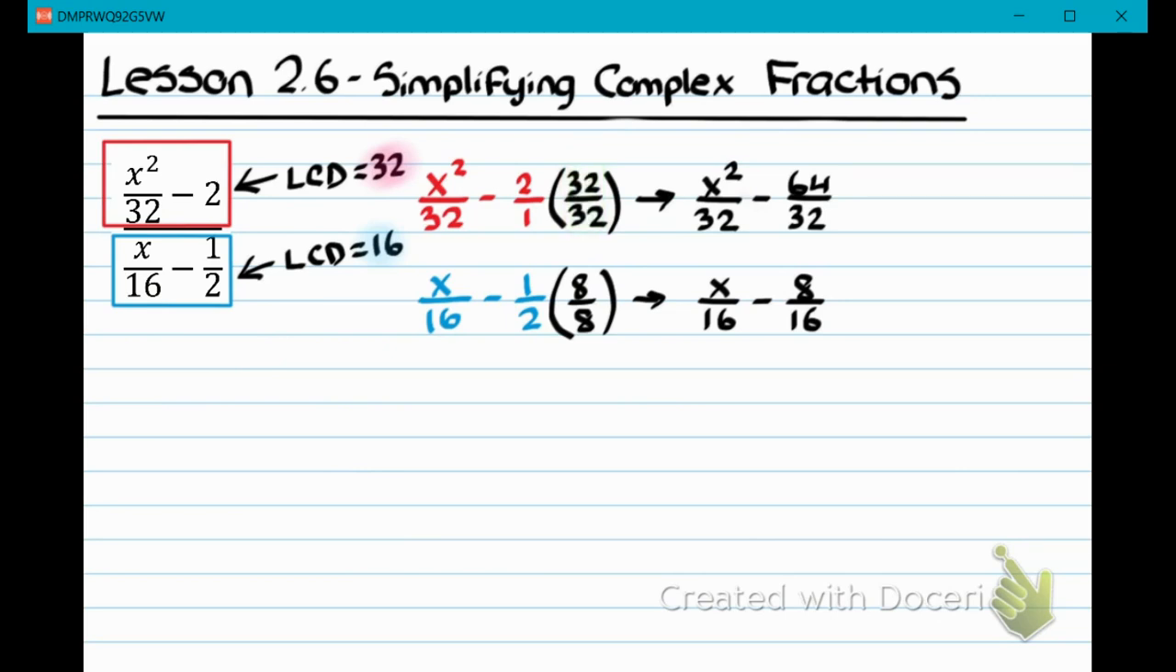So multiply by 32, that would leave the first fraction the same and change the second fraction to 64 over 32. The next LCD for the denominator was 16. So we multiplied the second fraction by 8 over 8. Because the first fraction stays the same, but that makes the second fraction 8 over 16. All right, what is my next step? Once I get the denominators to be the same, what do I do next?